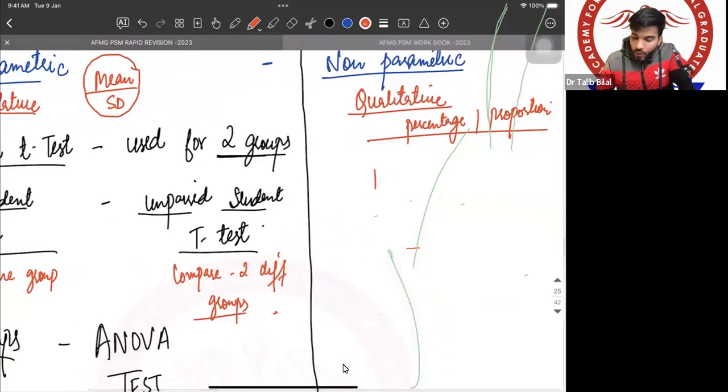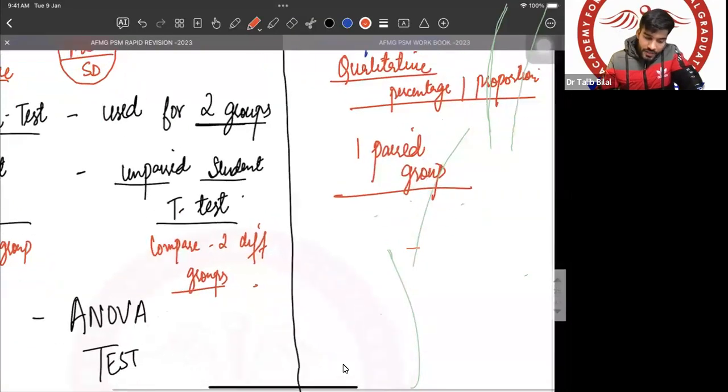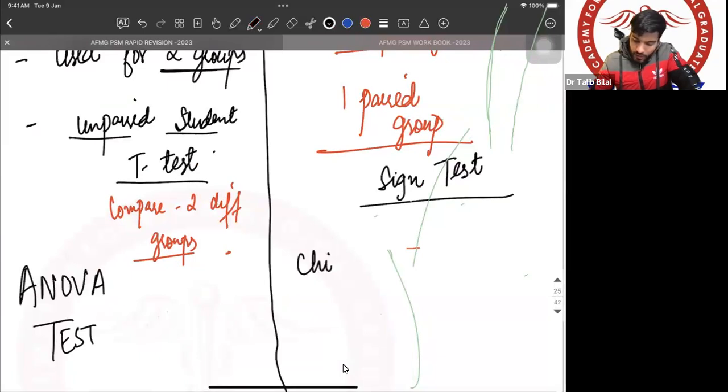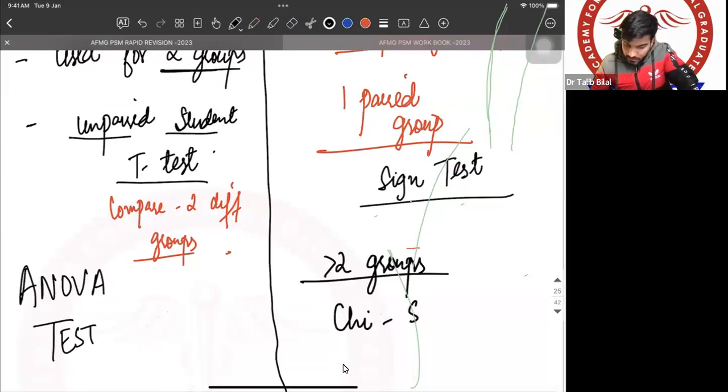We have for one paired group, which test do we have? Sign test. But for more than two groups, which test do we have? Chi-square test. Is that clear? Everyone? Excellent.